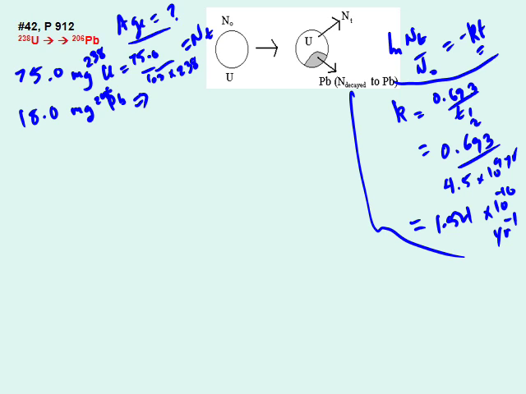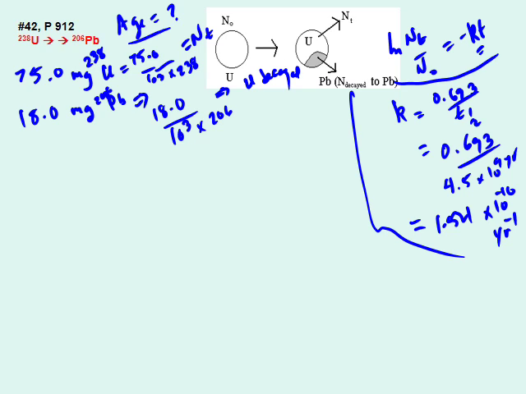And how much of uranium was decayed to lead? Let's calculate that again. We need to calculate the mole of that. 18.0 milligram divided by 1000 gives you gram. Divide by 206, and that would give you mole of uranium that decayed. So let's write down here uranium decayed.